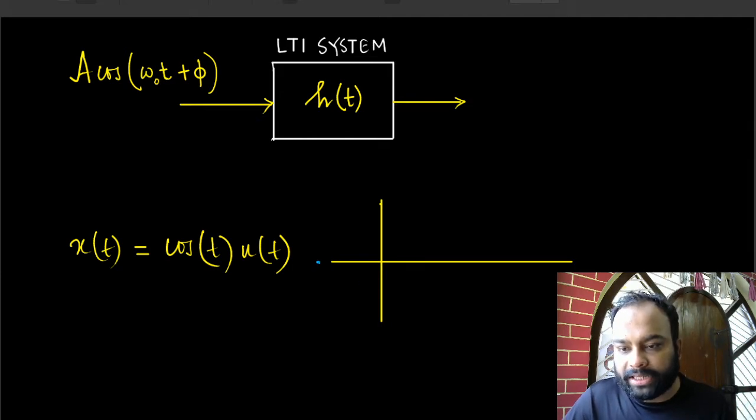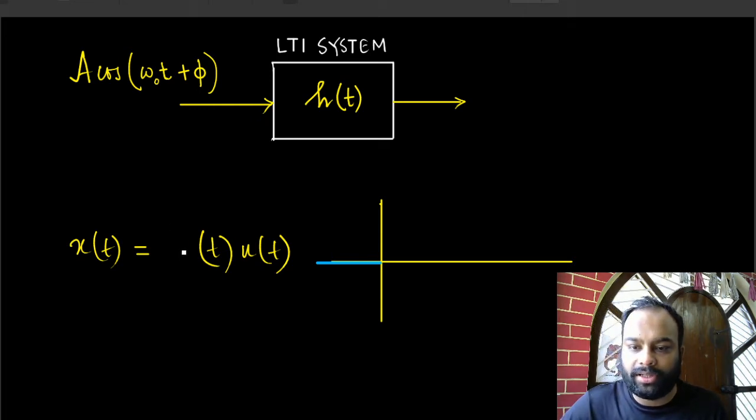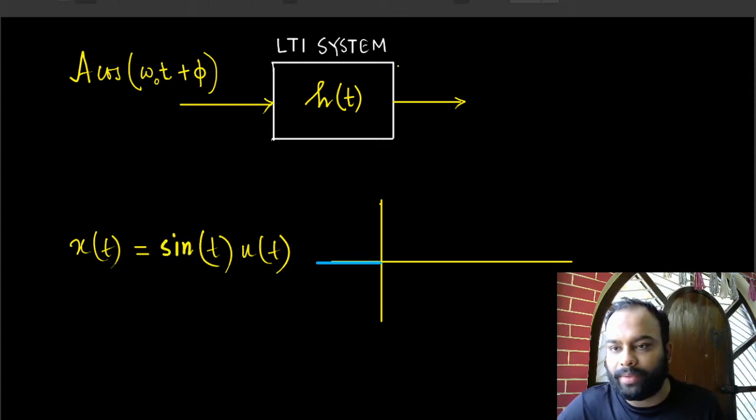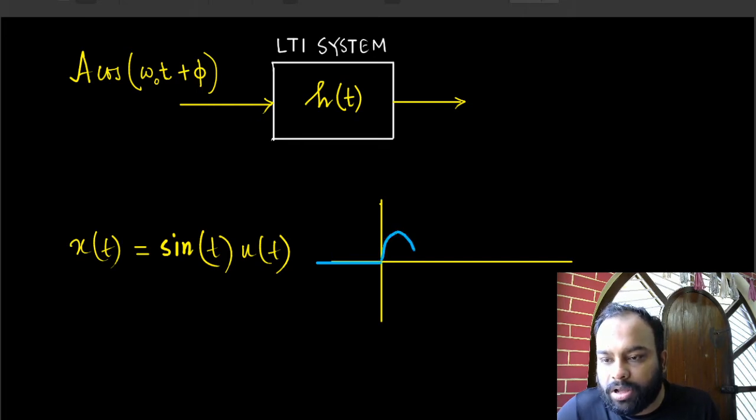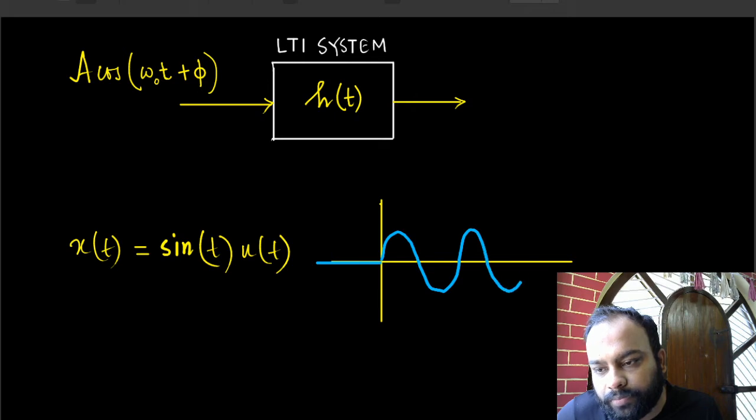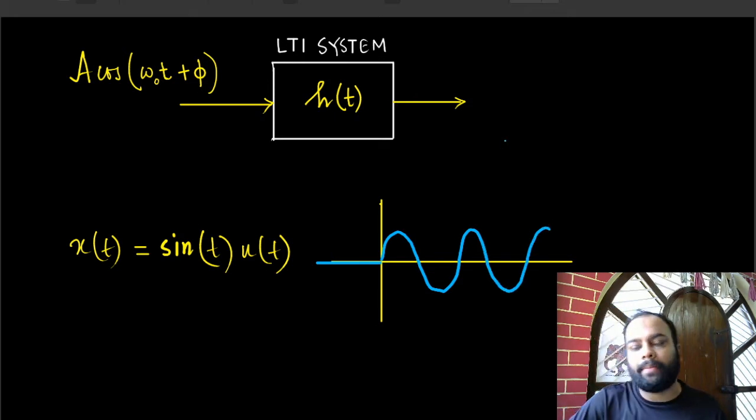This signal looks like a 0 as long as t is less than 0, but afterwards, instead of writing cos here, let's write sine, because I'm just showing you an example so that you understand what I'm saying here. So that's going to be the output. Again, very poor drawing, but this will have to do.